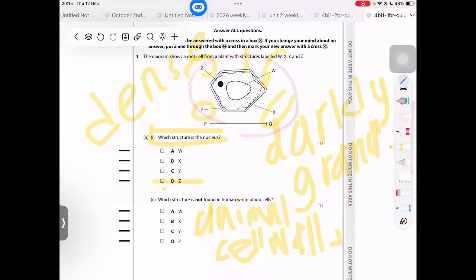You know, in any living cell, excluding the red blood cells, right? Any cell has a nucleus. So white blood cells, definitely they should have a nucleus, right? White blood cells should have a nucleus. But even if you take the cytoplasm and the cell surface membrane, even these are present in animal cells.